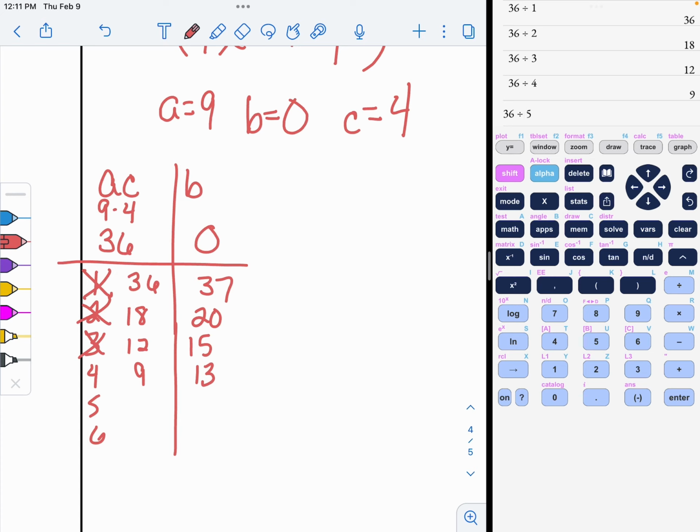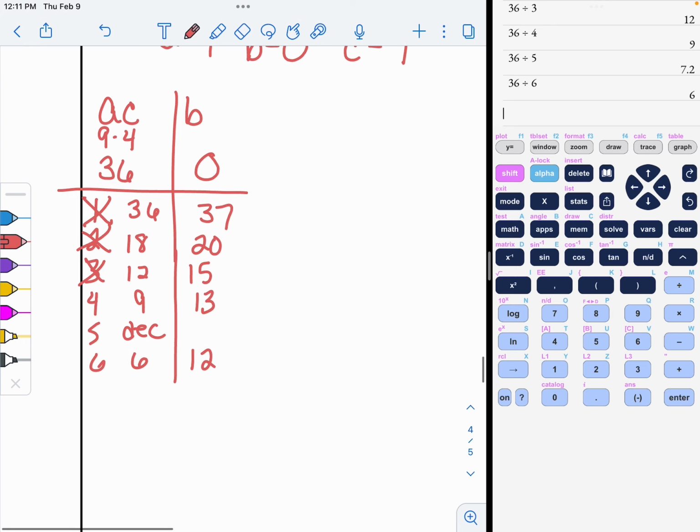36 divided by 5 is a decimal, not what I want. 36 divided by 6 is 6. That makes 12. Whew. Now I could keep going. Honestly, if I wanted to, I could do 8. Let me see. I'm trying to think what goes into it. 7, no. 8, no. 9 would give you 4 and 13.